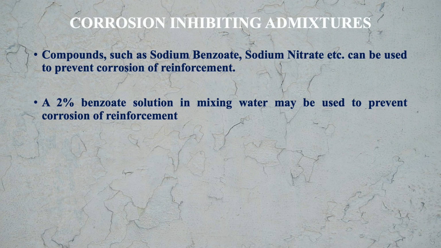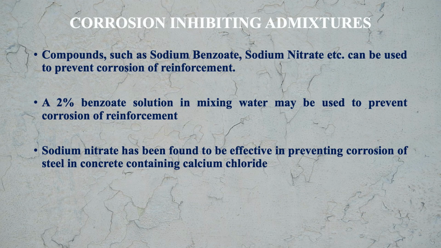A 2% benzoate solution in mixing water may be used to prevent corrosion of reinforcement. Sodium nitrate has been found to be effective in preventing corrosion of steel in concrete containing calcium chloride. So these are some of the compounds or agents which can be used to inhibit corrosion of the reinforcement. Now let us see another type of admixture, which is bonding admixture.